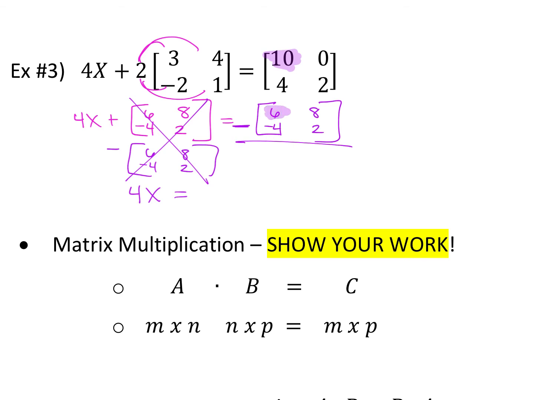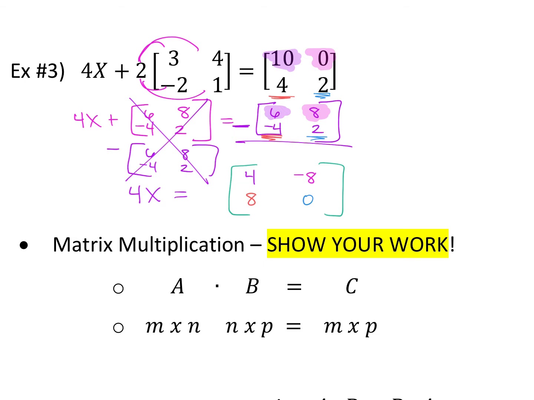10 minus 6, right? That's going to give us 10 minus 6 is 4 right here. Then you move to your next spot, top right with top right. So 0 minus 8, you get a negative 8. Next spot, what do you get? Bottom left. 4 minus a negative 4 would be 4 plus 4, so you get an 8 there, positive 8, right? 4 minus a negative 4. And then last spot, 2 minus 2, you get 0.